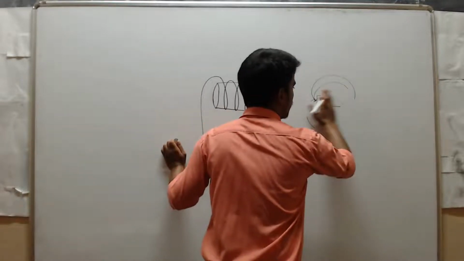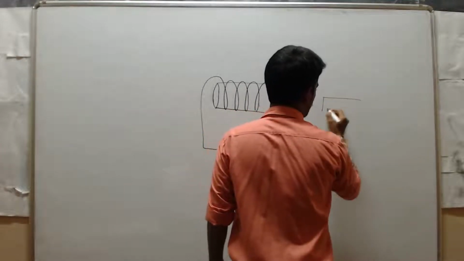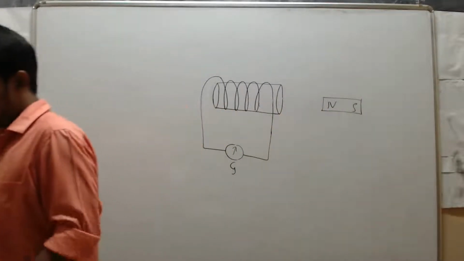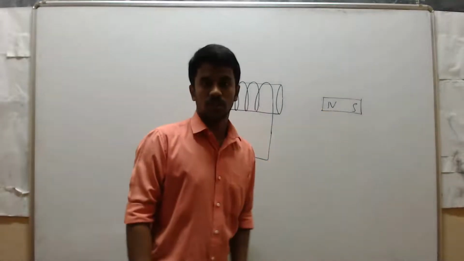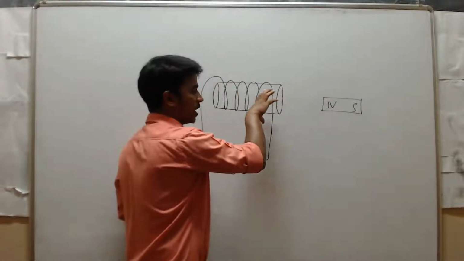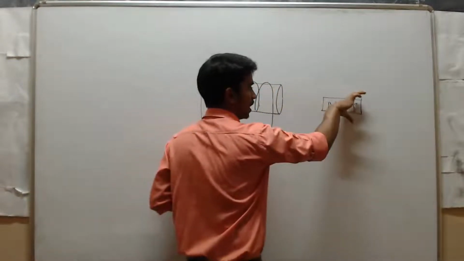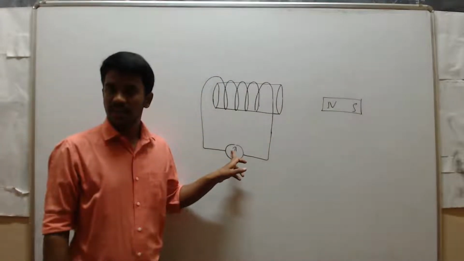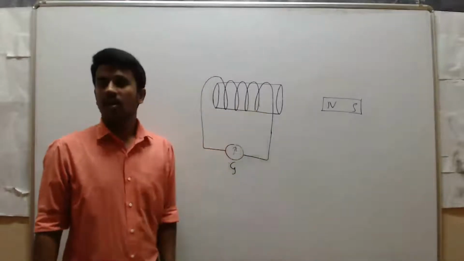Now see here, one more. Now I will keep this bar magnet at rest position. So now I will take this entire coil and keep this coil in motion. I'll take this coil and move it like this. At that time, do you think the current is generated? Yes, at that time also the current is induced, or generated, in the coil.